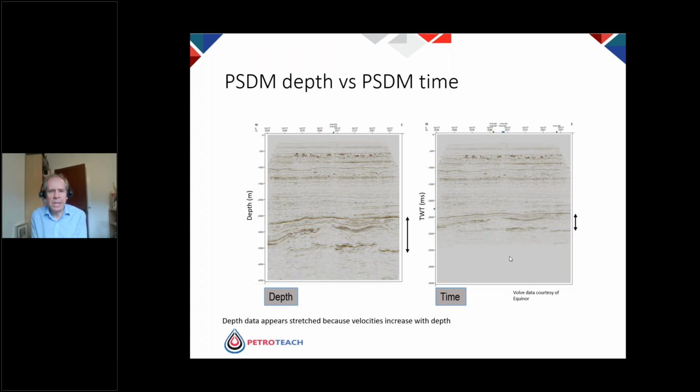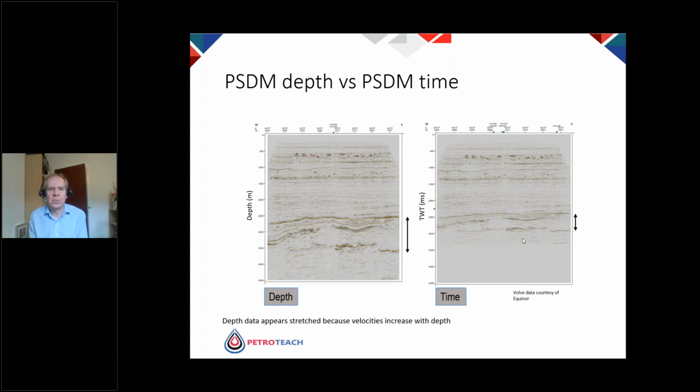I'm based in Copenhagen, so it's North Sea, and I think we probably see more of it in the North Sea than you would in other parts of the world. The depth imaging is better. But here's the same data. This is a freely available data set from Equinor, Volve. This is a satellite from Sleipner. You can see that the depth and time data looks different. The depth data is stretched, and the time data isn't.